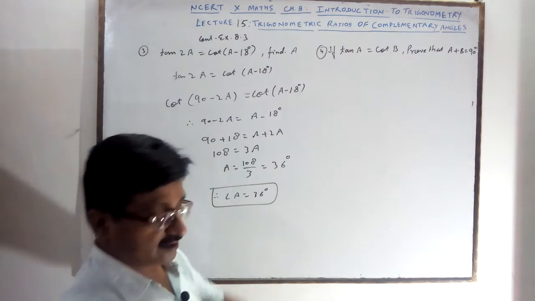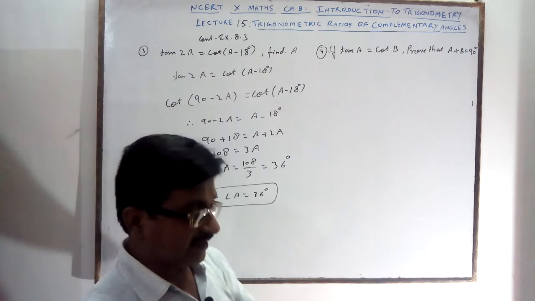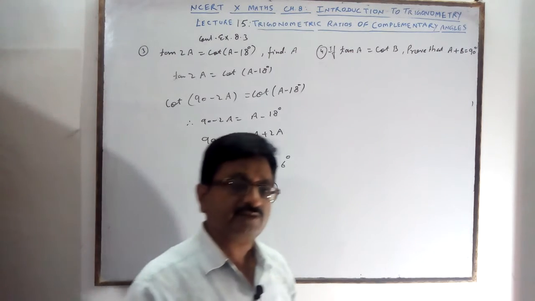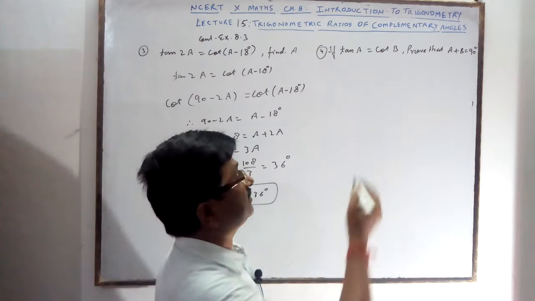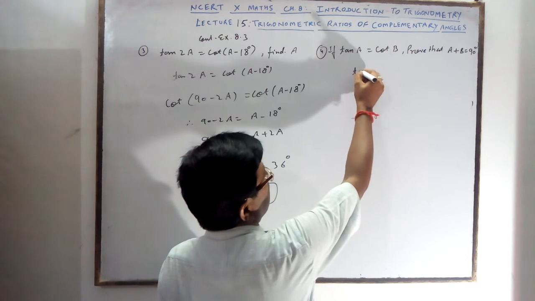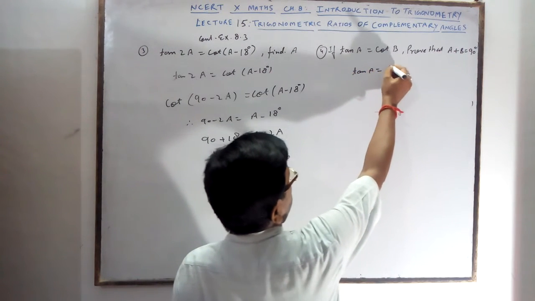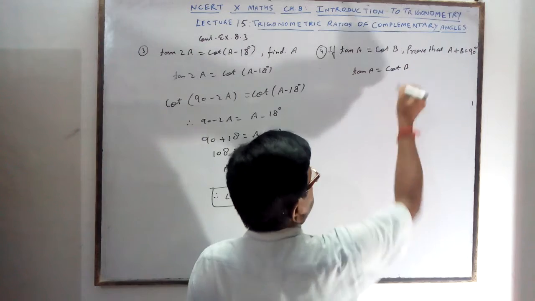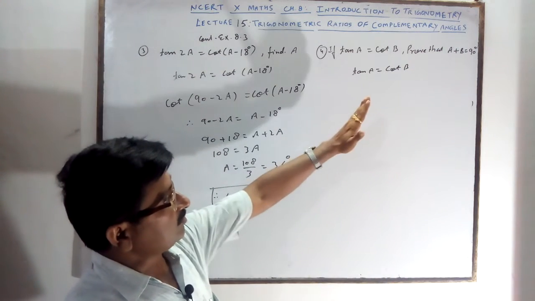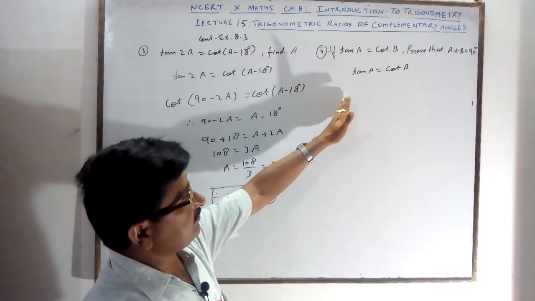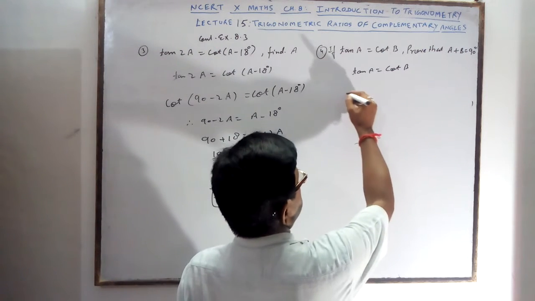Question number 4 is given. If tan A is equal to cot B, then prove that angle A plus angle B is 90 degree. You write down what is given. Tan A is equal to cot B. So any one you change, cot B or tan. Tan is here given, so that side you can write.